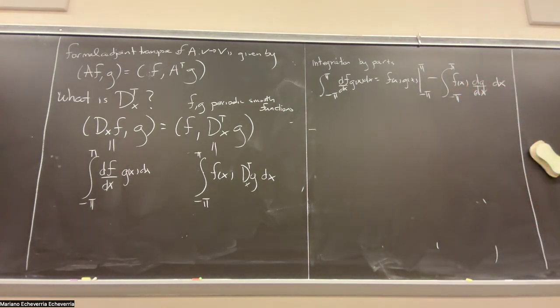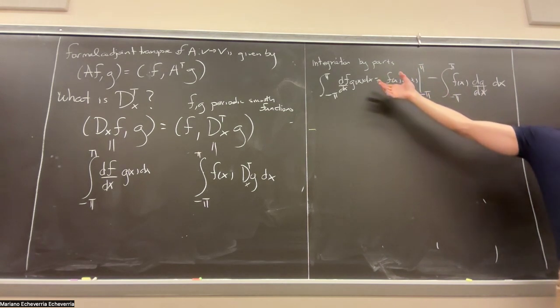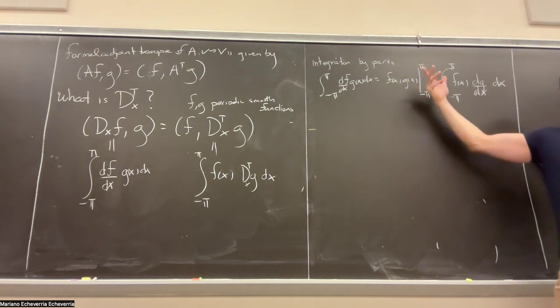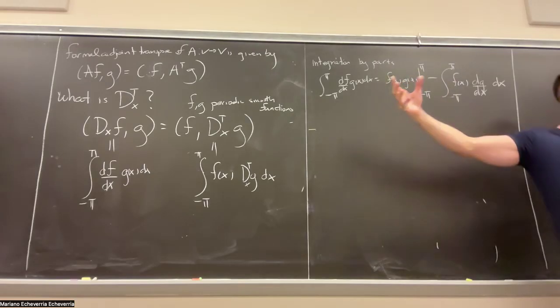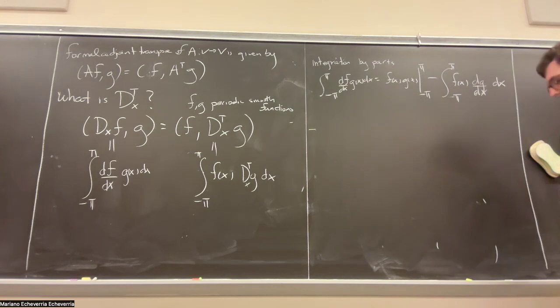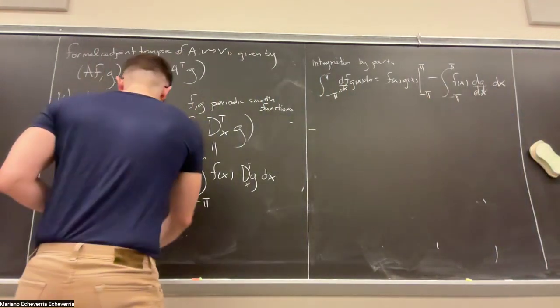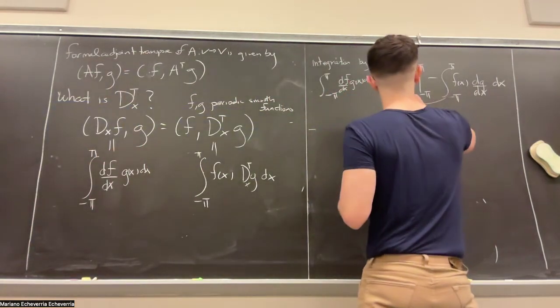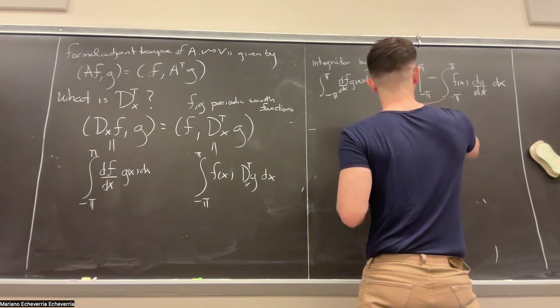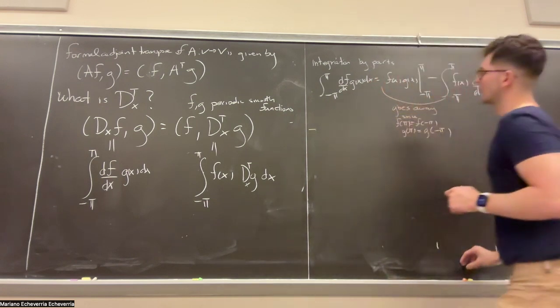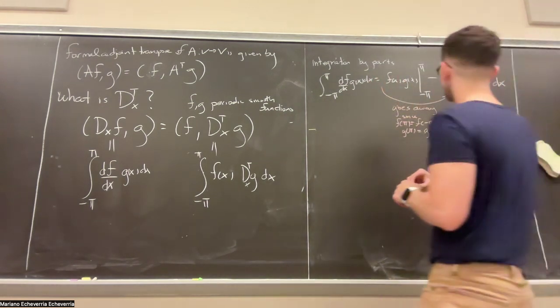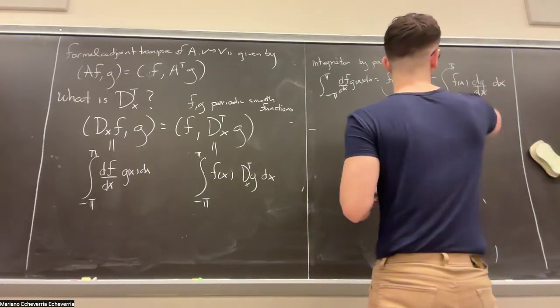Is that making sense? The cool thing is that because of the periodic assumption, that the functions are periodic, this term vanishes. This is what people would usually call a boundary term, because it refers to the values of the function at the endpoints, which are the boundary of the interval. So this goes away, since f of pi equals f of -pi, and same for g. So essentially what you end up with is this minus this integral.